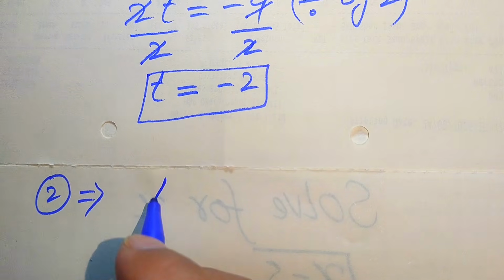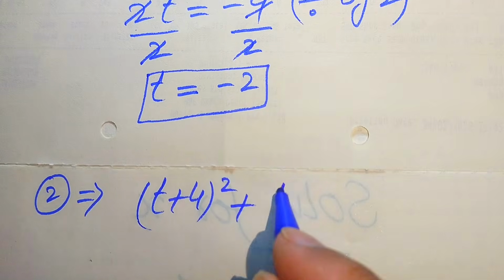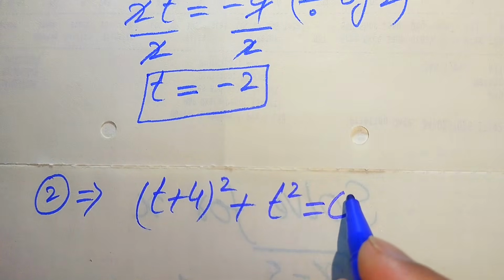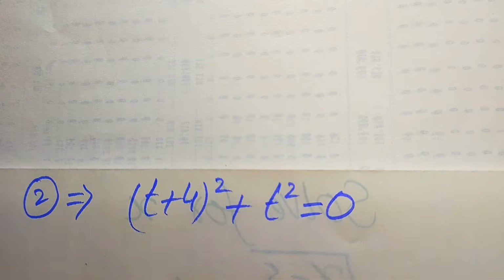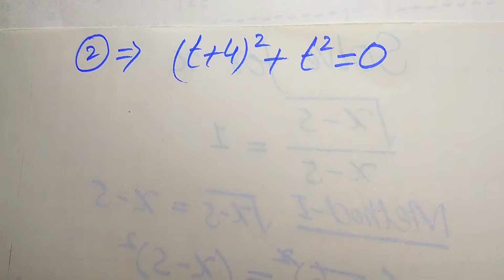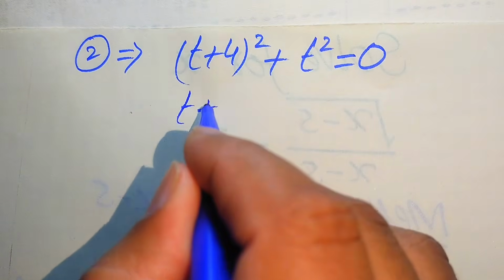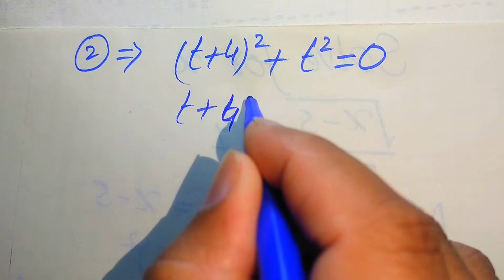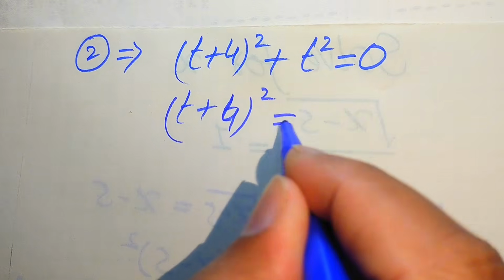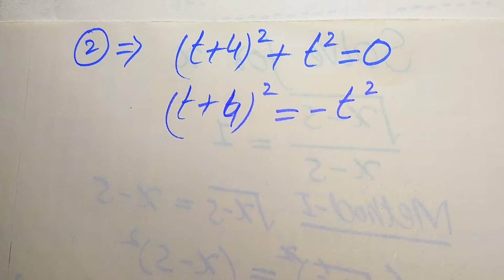And now here we need to focus on equation number 2, so that equation number 2 is copied down here. It is (t plus 4) whole square plus t square is equal to 0. So this is our equation number 2. And here we need to find the other roots from this equation, so here we move this plus t square to the right hand side, and it will be written as (t plus 4) whole square is equal to minus t square.